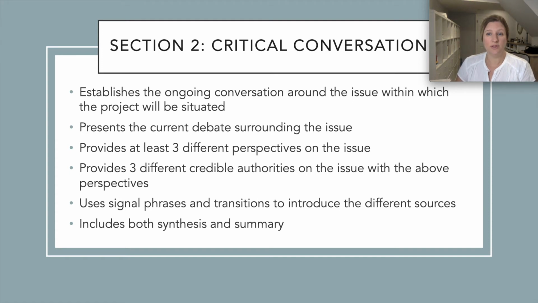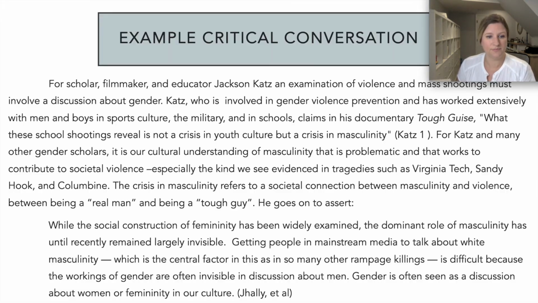When you're presenting your 3 perspectives, you should do so with credible authorities. That is, you don't just want to use the first 3 sources that you come across on Google. You want to have 3 credible sources, 3 sort of experts in this field that are presenting the 3 different perspectives that you've chosen. You also want to include signal phrases and transitions, so that you're incorporating your sources effectively, and you will need to include both synthesis and summary. While the majority of this section will be summary, I do want a little bit of synthesis to show where these perspectives align and also where they diverge. Okay, so let's look at an example.